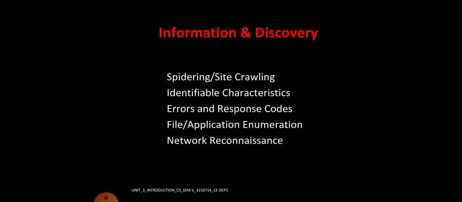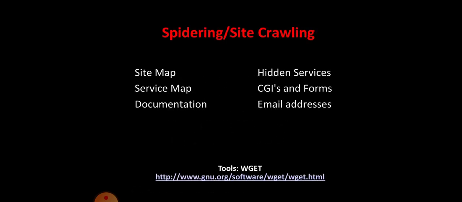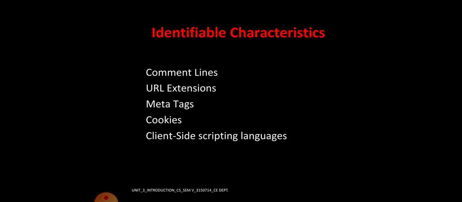Information discovery: we covered spidering, site crawling, identifiable characteristics, error and response codes, file application enumerations, and network reconnaissance. Spidering and site crawling means we covered the sitemap, service map, and documentation. A sitemap reveals hidden services, CGI and forms, and email addresses. Of the tools we mostly used, you need to practice using wget, at gnu.org/software/wget/wget.html.